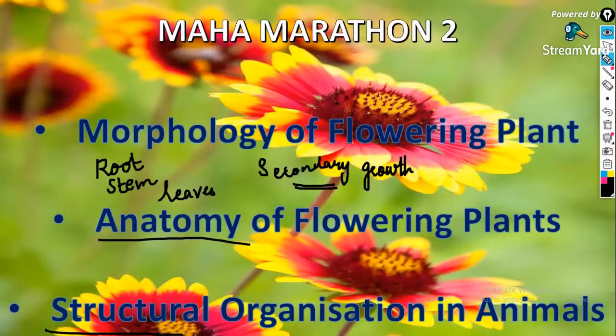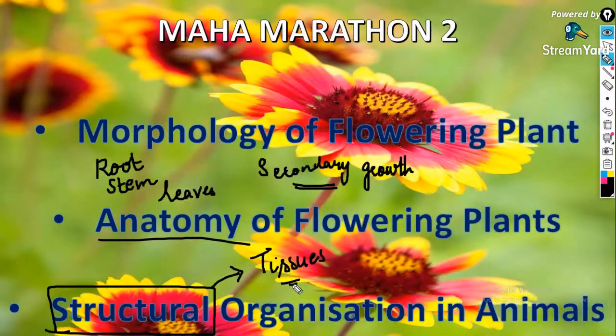Third chapter is the structural organization in animals. There you have to study the 4 different kinds of tissues: epithelial tissue, muscular tissue, skeletal tissue, and neural tissue or nervous tissue.